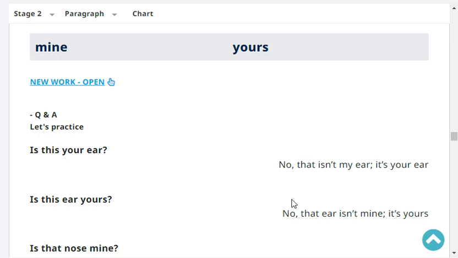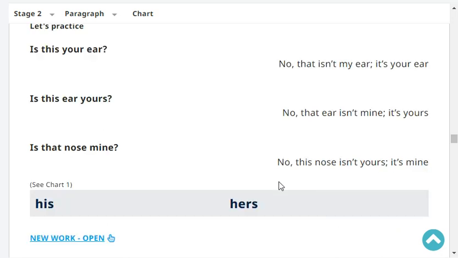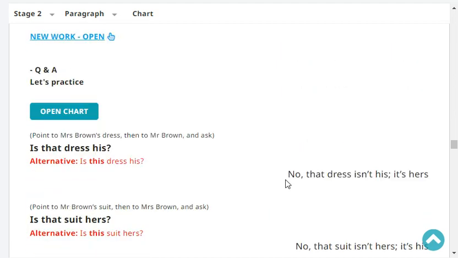Is this ear yours? No, that ear isn't mine. It's yours. Is that nose mine? No, this nose isn't yours. It's mine.